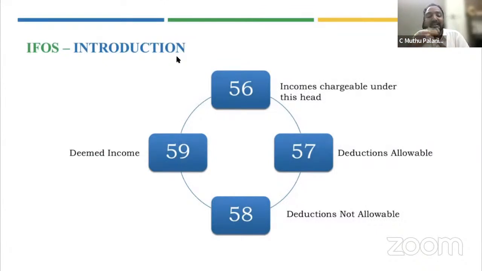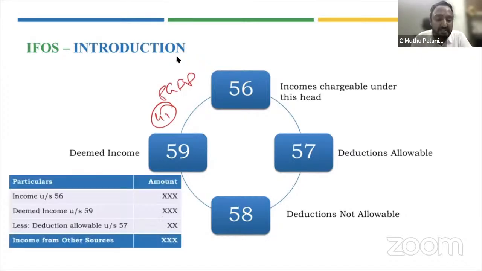57 is for deductions that can be claimed for income from other sources. 58 says these deductions are not allowed. 59 says deemed income. It is similar to section 41 in PGBP. So it's a deemed income. It will be considered as income.